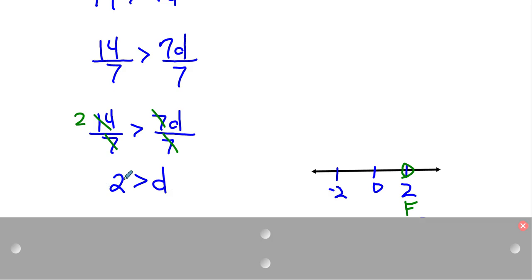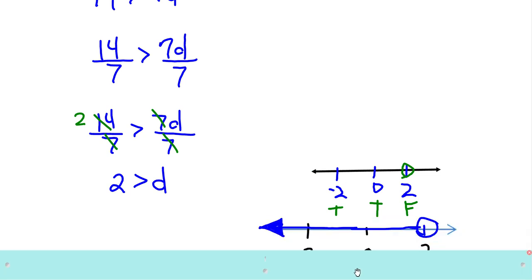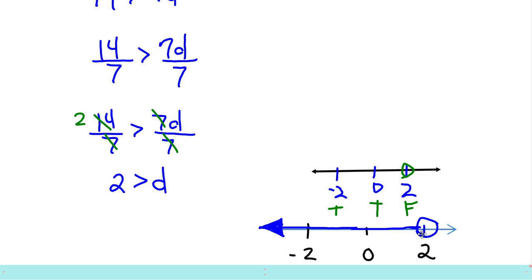All right, is 2 greater than, let's say, 0? Yes, it is. Is 2 greater than negative 2? Yes, it is. If I pick a number over here like 5, is 2 greater than 5? No, it's not. So I know I'm going to have to be shading everything to the left of my boundary to show my solution. So my graph should look like this for my rule.